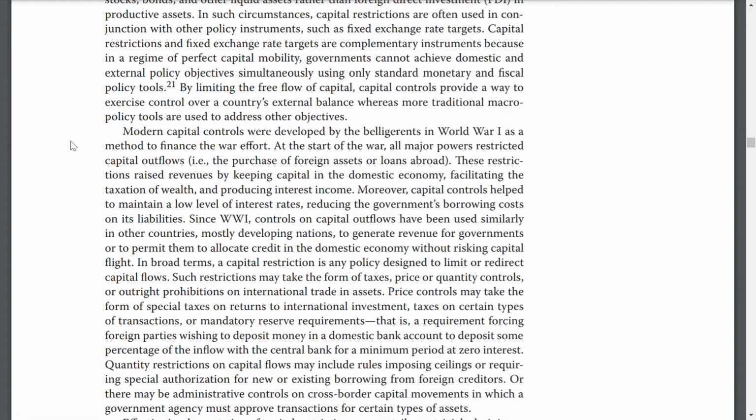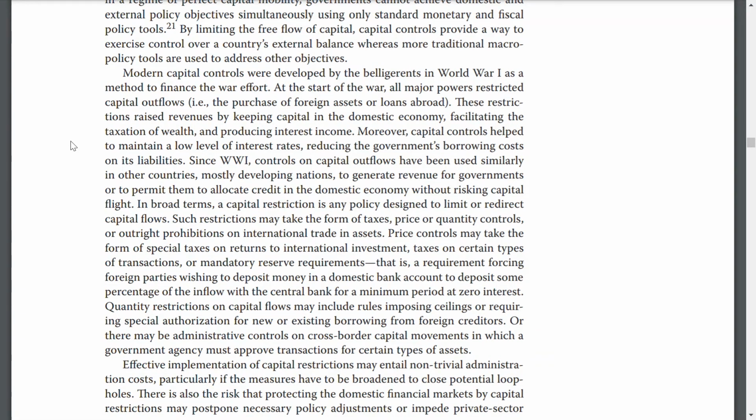The purchase of foreign assets and loans abroad. The restrictions raised revenues, but keeping capital in the domestic economy facilitates the taxation of wealth and producing interest income. Moreover, capital control helps to maintain a low level of interest rates, reducing the government's borrowing costs on its liabilities.